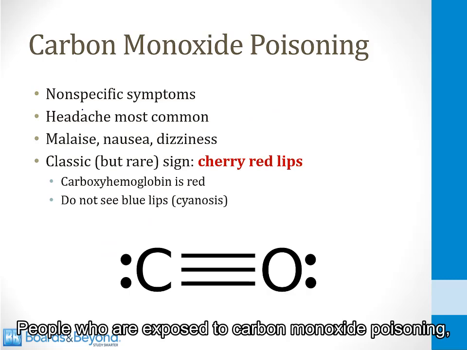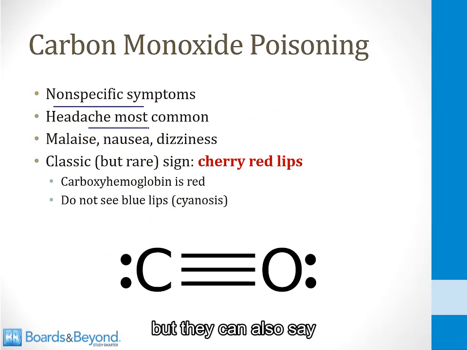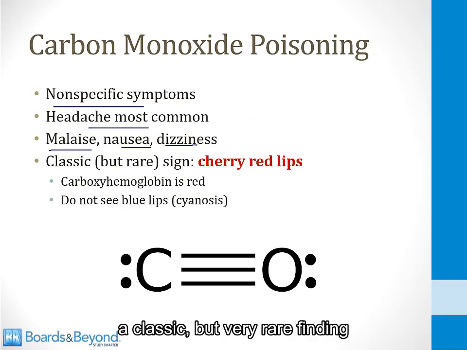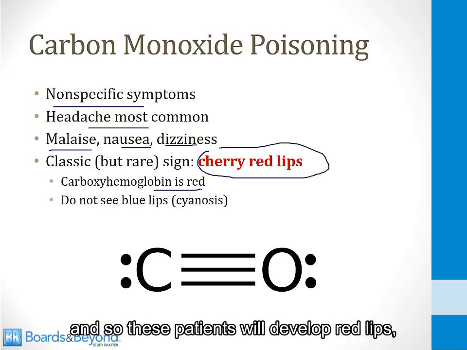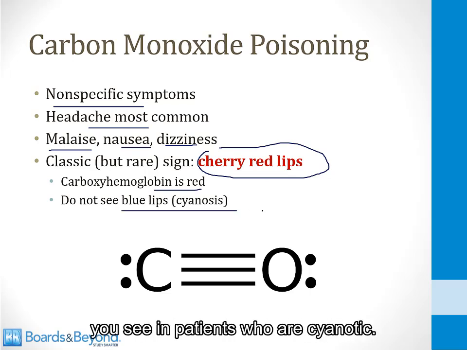People who are exposed to carbon monoxide poisoning usually have nonspecific symptoms. Headache is the most common, but they can also say that they have malaise or nausea or dizziness. A classic but very rare finding is to have cherry red lips. This occurs because carboxyhemoglobin is red, and so these patients will develop red lips, very different from the blue lips you see in patients who are cyanotic.